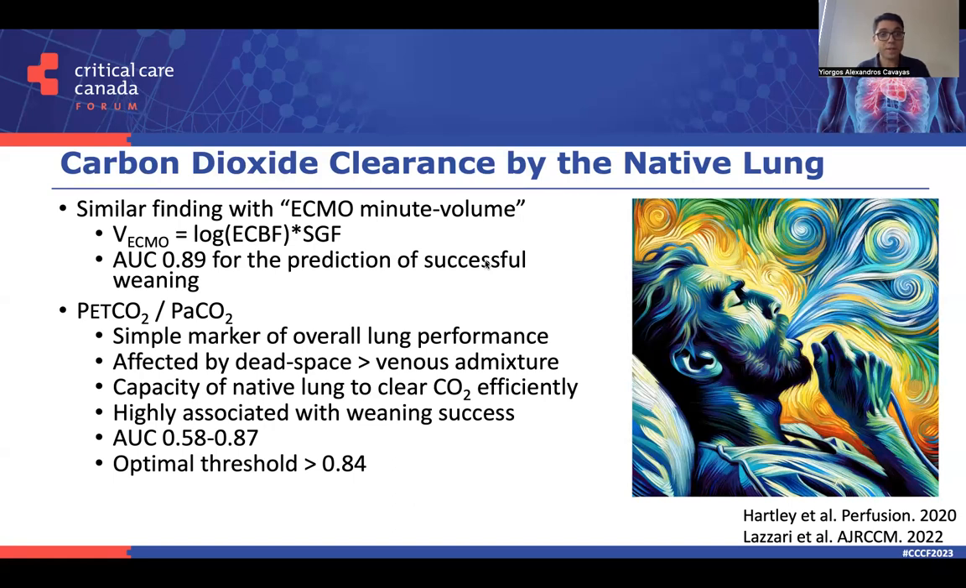Lazari and colleague studied the ratio between the end-tidal CO2 and the arterial CO2. It is a simple marker of overall lung performance, which also represents the capacity of the native lung to clear CO2 efficiently. It is affected mainly by dead space volume, but also by the amount of venous admixture. It is highly associated with weaning success in their study, with an area under the curve ranging from 0.58 to 0.87. The optimal threshold to predict successful weaning was above 0.84.